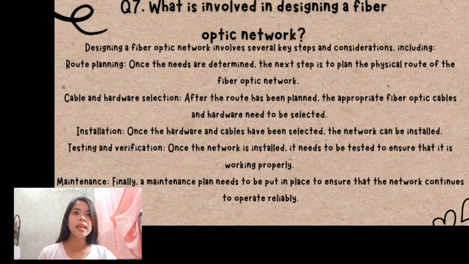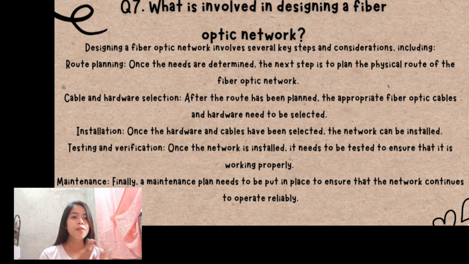Then the second one is cable and hardware selection. This is the next step, the second step. So after the route has been planned, the appropriate fiber optic cables and the hardware need to be selected. So cable and hardware selection, this includes choosing the type of cable, such as single mode or multi-mode. So the third step is installation. So once the hardware and cables have been selected, the network can be installed. So installation, this includes laying the cable and connecting the equipment at each termination point.